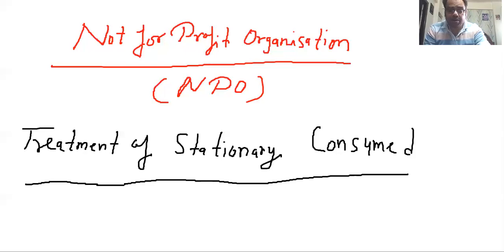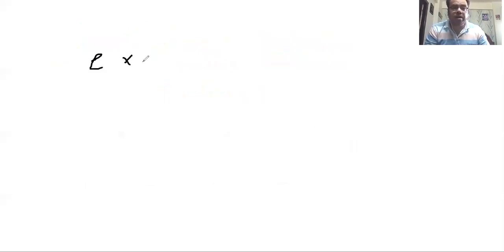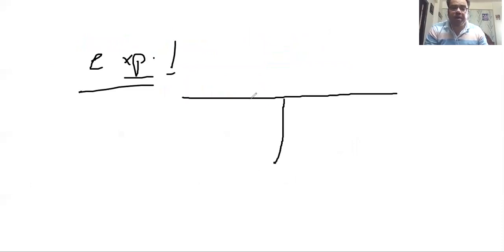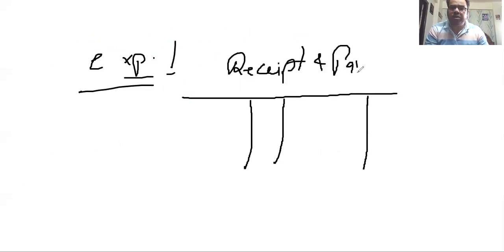Now coming to illustration number 1 with the concept. The concept must be very clear. See it with example number 1. In the question, a receipt and payment account is given. Suppose this is the receipt and payment account.